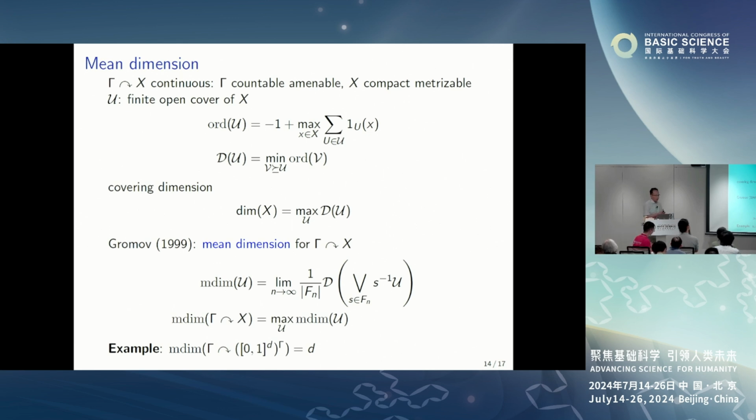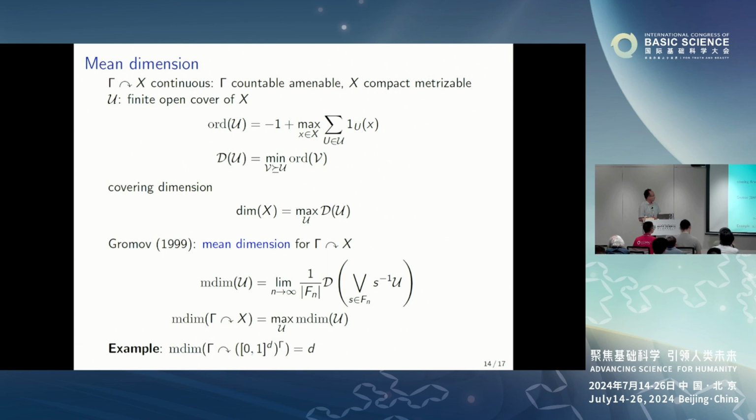Then you can refine your open cover, take another open cover, where each open set here is contained in some open set of U. Then you look at the order there, and take the minimum value. And you get a real number for this open cover U. If you let the diameter of the elements in U go to 0 and take a limit, this is the definition of the covering dimension. Then the mean dimension is just the dynamical version of this one.